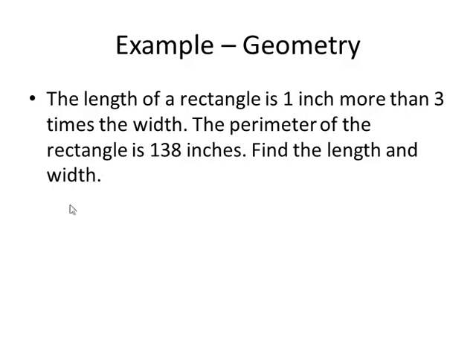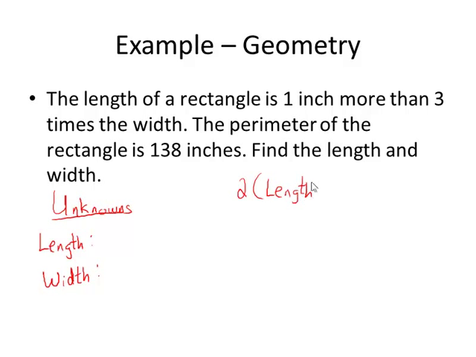Okay, so in this problem, our unknowns will be the length of the rectangle and the width. And once I come up with variable expressions for those two, it's going to be 2 times the length plus 2 times the width equals the perimeter. Okay, as I read the first sentence, I'm given the length in terms of the width.